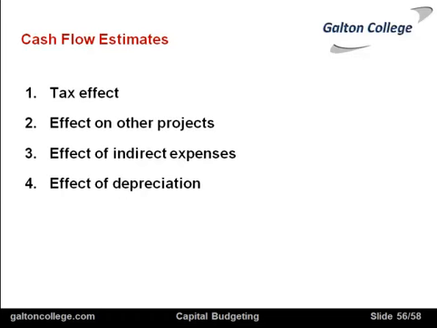Cash flow estimates involve tax, and they involve the effects on other projects, the indirect expenses, and the effects of depreciation. So when you look at a capital investment, you need to take those 4 points into account. What are the tax implications of the future revenue? What's the likely government response to the investment anyway? What's government policy going to be in the future? Is it going to increase taxes, corporation taxes, or is it going to give grants for people who are investing in this area? I mean, what exactly is the government stance?